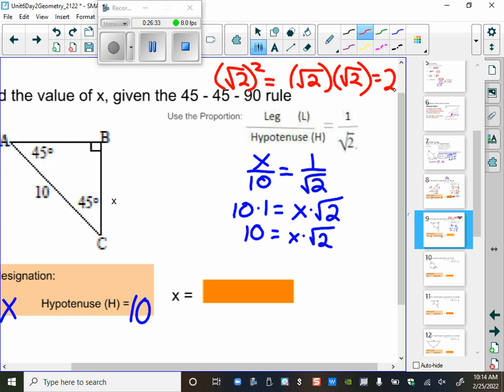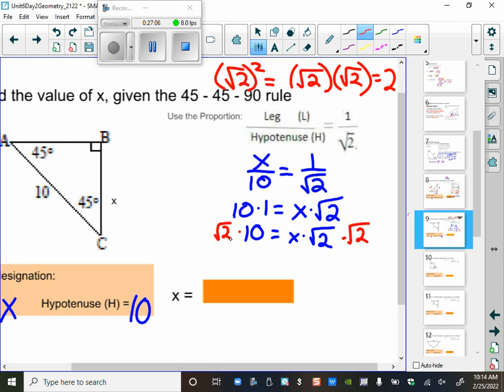So what you could do to get rid of the radical sign, anytime you see the x with a radical sign, you can multiply it by square root of 2. But you have to do it on both sides. Yes, indeed, Des. Very good. You do that there, you got to do that here too.